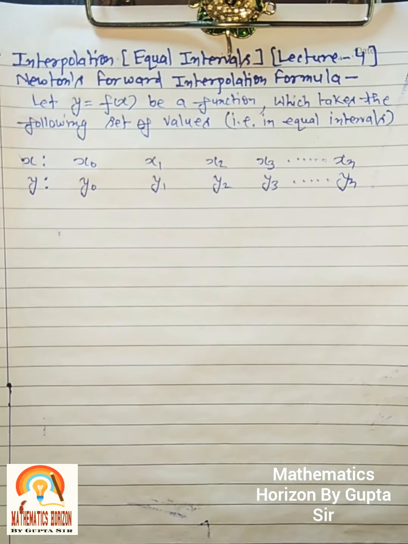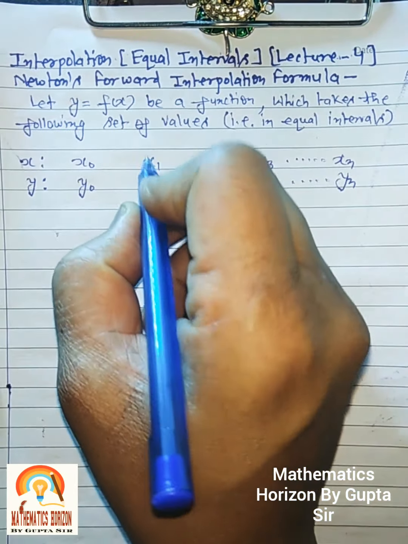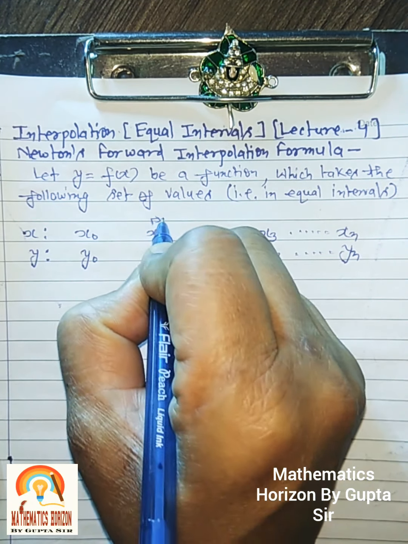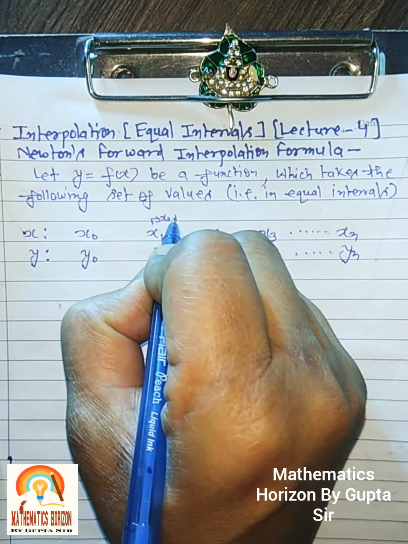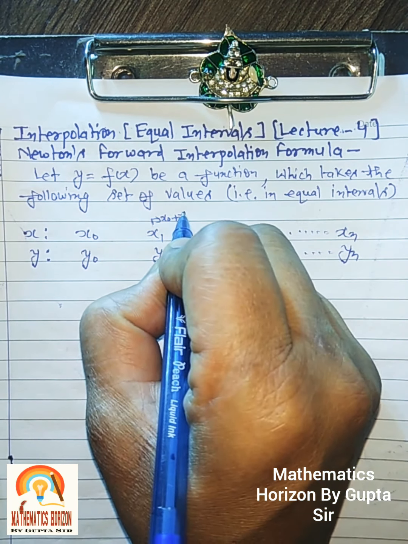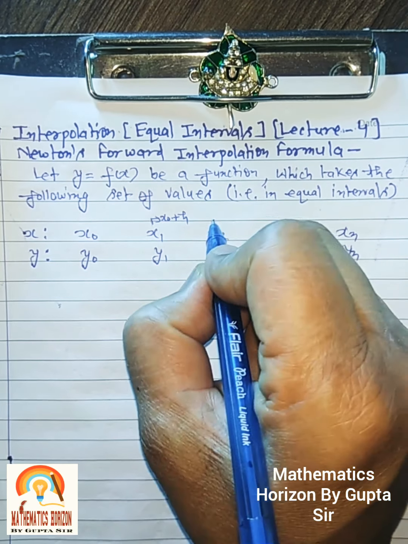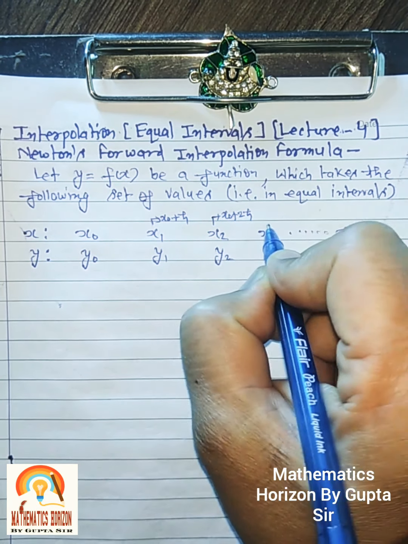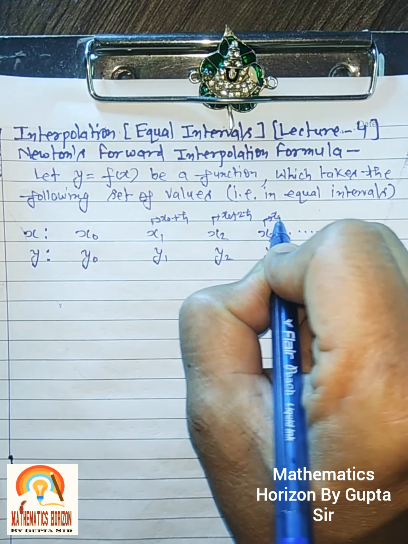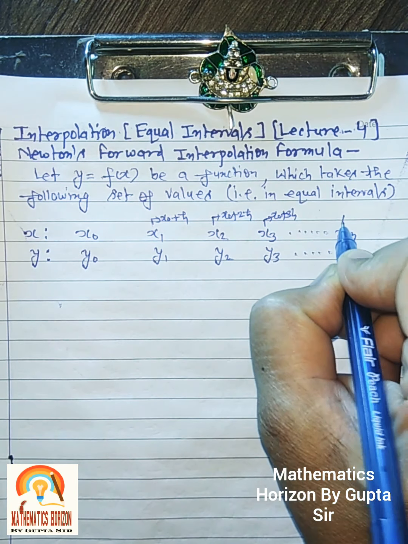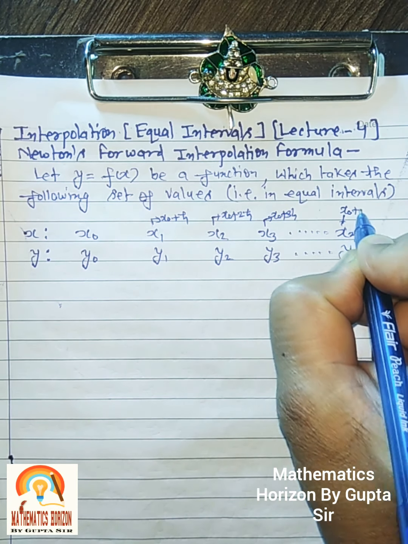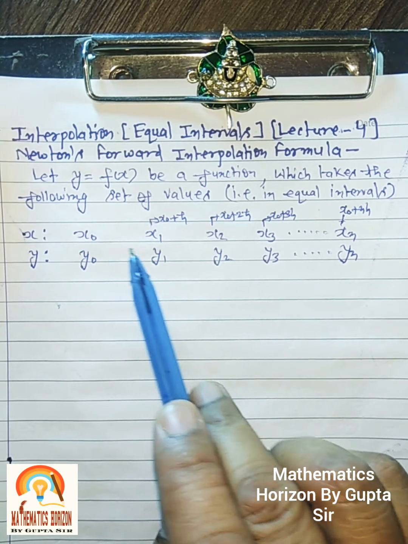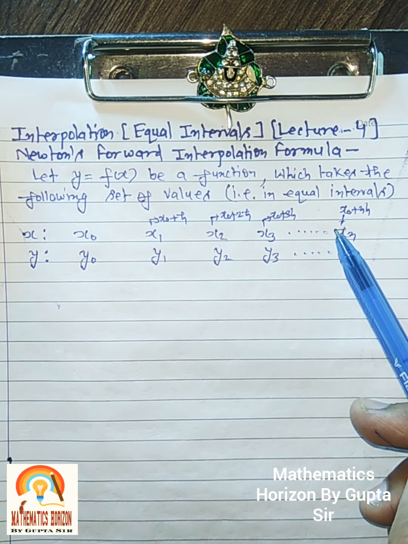suppose this is x1 and this value is x0 plus h, all these are equal intervals, x0 plus h, this is x0 plus 2h, this is x0 plus 3h, and this is x0 plus nh. Here the values of x are given in equal intervals.